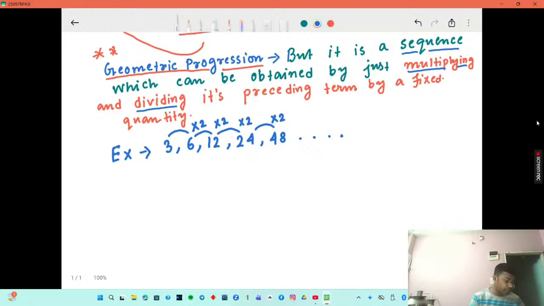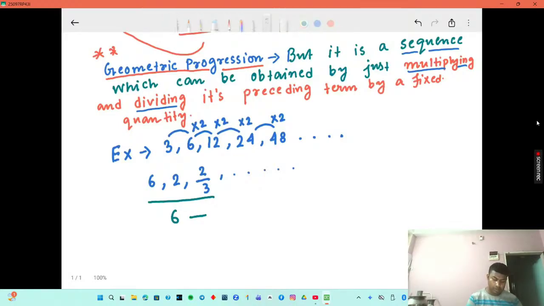Another example of geometric progression is 6, 2, 2/3, and so on. So is this sequence in geometric progression? Definitely this sequence is in geometric progression, because in order to obtain the next term, we have to multiply the preceding term by 1/3. Is it okay?